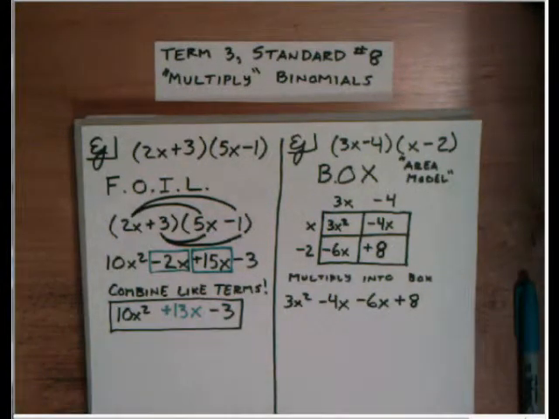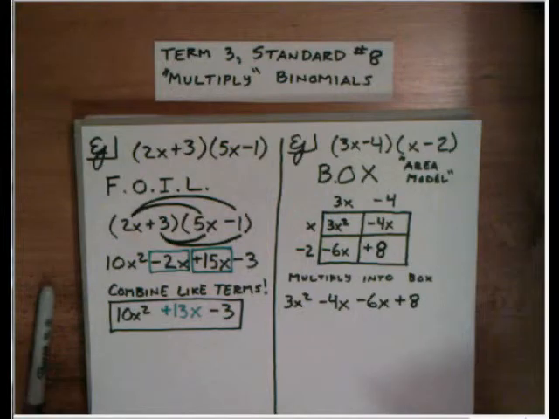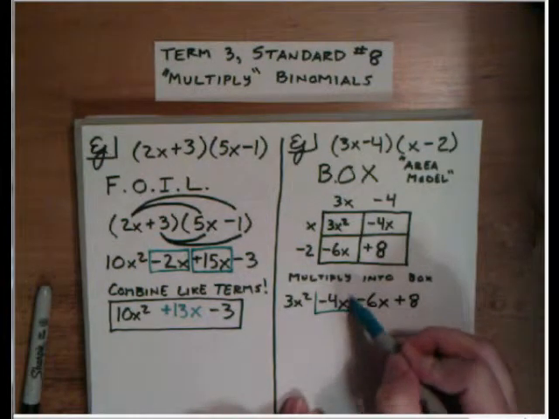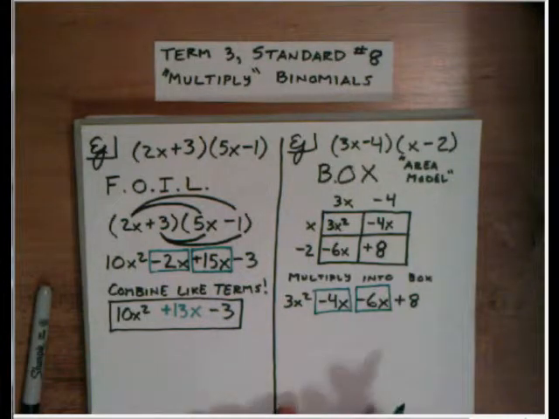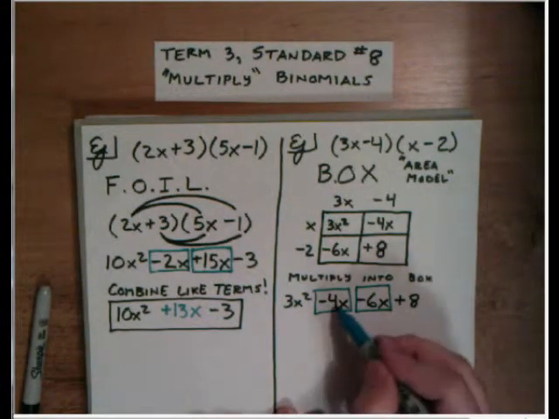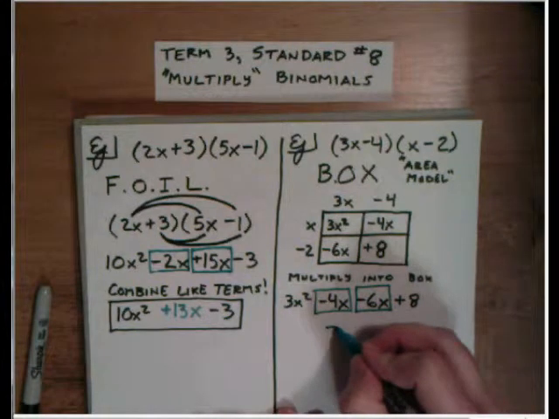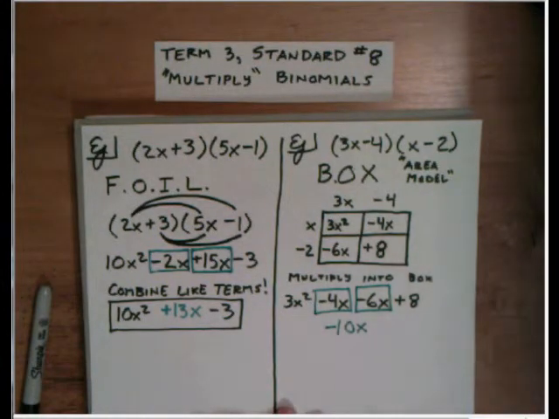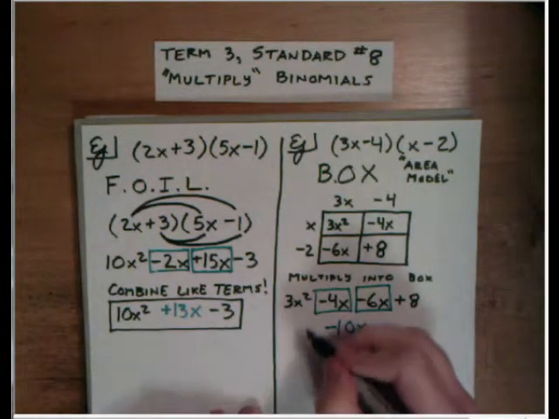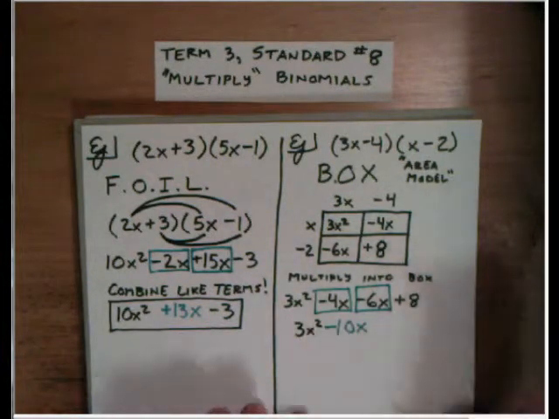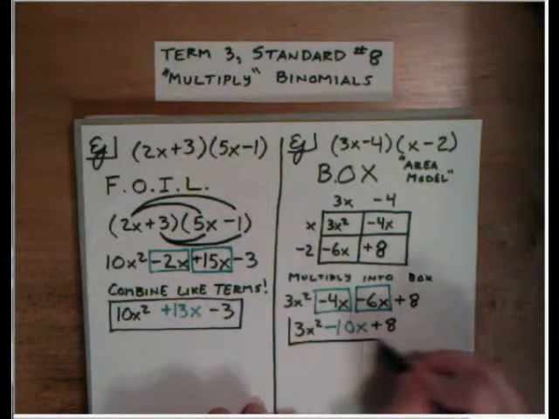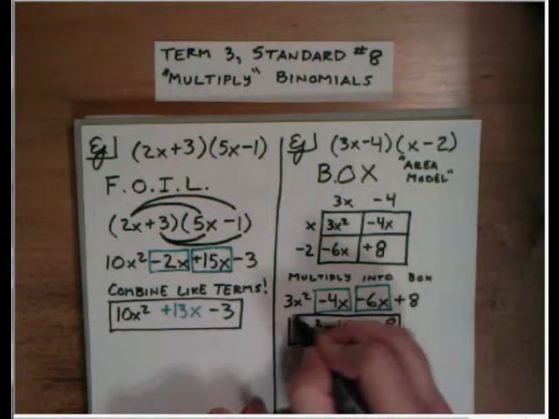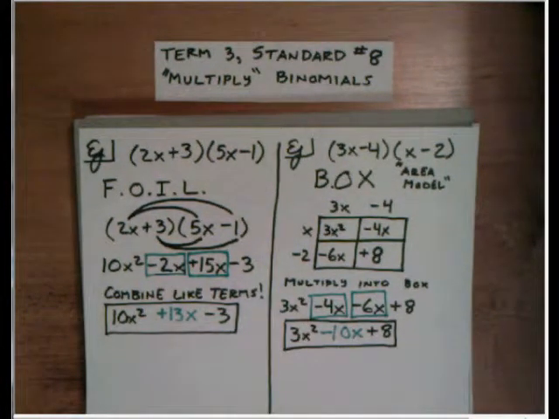And now again, we need to see if there are any like terms. So in this case, just like in the first example, we have minus 4x minus 6x. So we have like terms with the x's. Negative 4 minus 6 is going to be negative 10x. And then the rest comes down. So 3x squared, there's no other x squared terms. And plus 8, there's no other constants. They're just numbers by themselves. So our final answer is 3x squared minus 10x plus 8.